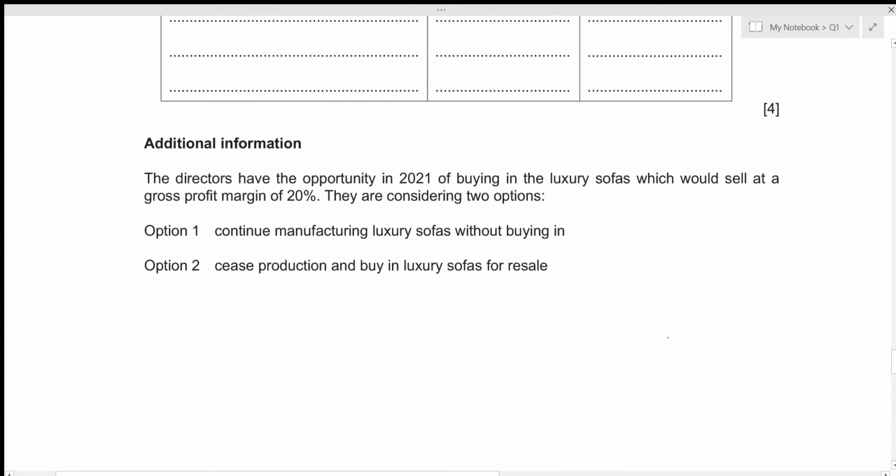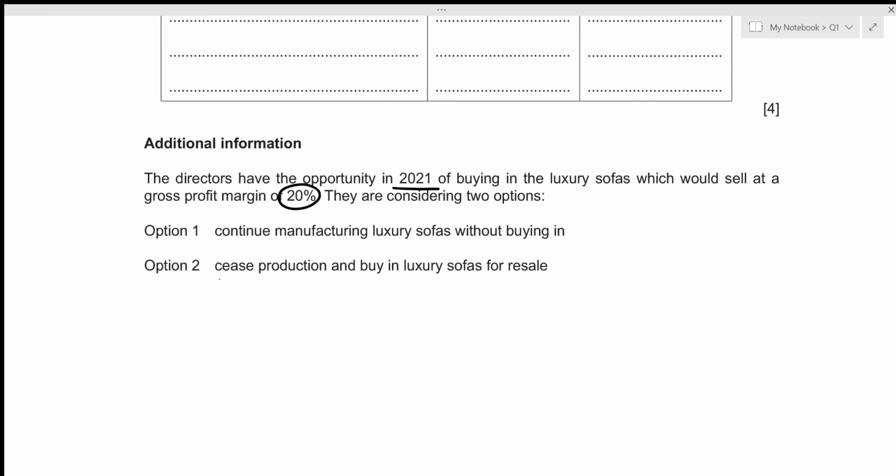We are given additional information. The directors have the opportunity in 2021 of buying in the luxury sofas, which would sell at a gross profit margin of 20%. So currently, they are only buying in the standard sofas and manufacturing the luxury sofas on their own, but they have the opportunity to buy in the luxury sofas as well. And this would yield a gross profit margin of 20%. We have two options. The one is to continue manufacturing luxury sofas without buying in, like we did just now. And option two is to cease production and buy in luxury sofas for resale.